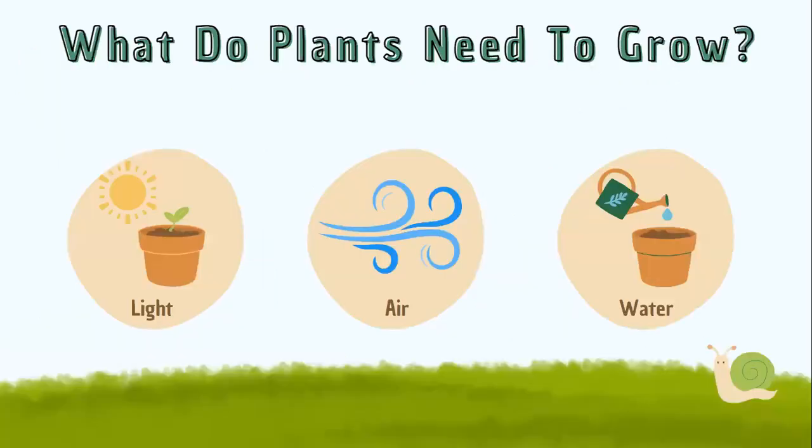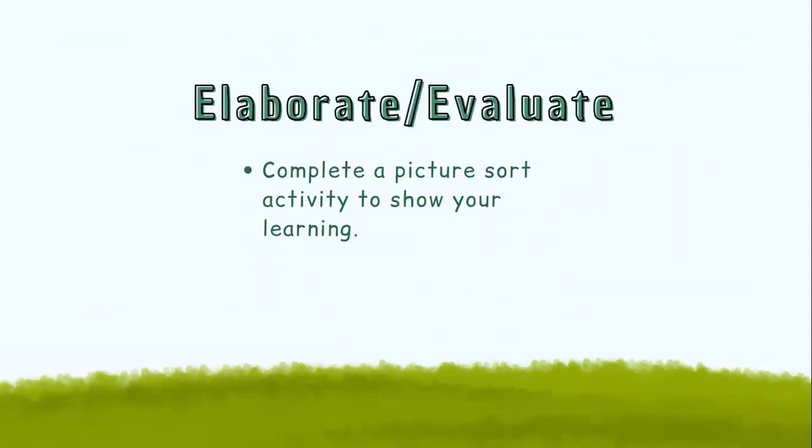And then next up, we're going to talk about, again, what do plants need to grow. We're going to reiterate it. So they need light, air, and water. And then for the elaborate/evaluate portion, students are going to complete a picture sort activity to show their learning.